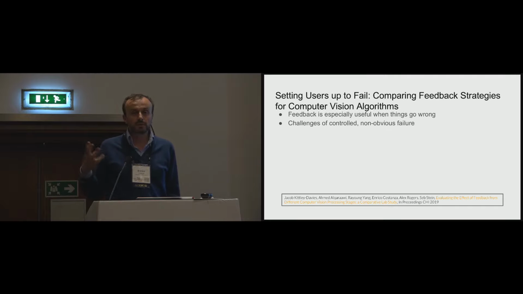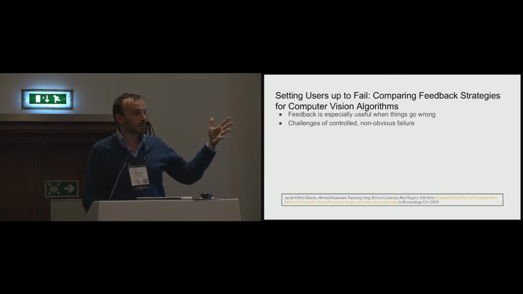We wanted to compare different ways to give feedback to participants. A challenge here, as I hint in the title of the slide, was that we needed to design a study where we could make things fail in a controlled way. Feedback is most useful when the algorithm doesn't work. However, how do we make it fail in a way that is not obvious? If I ask people to just scan a white wall, obviously it's not going to work.